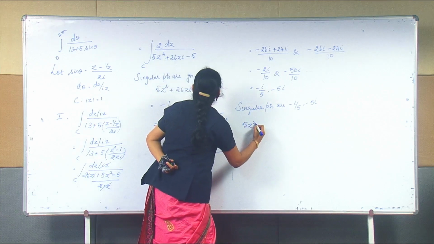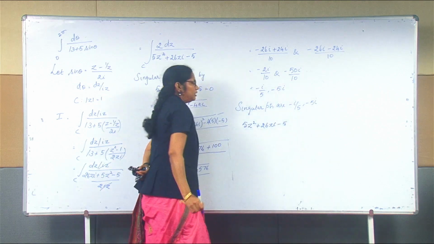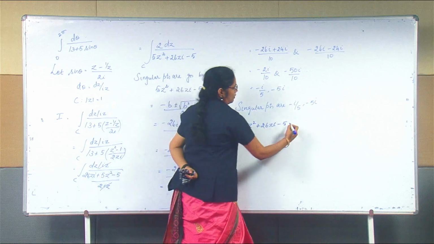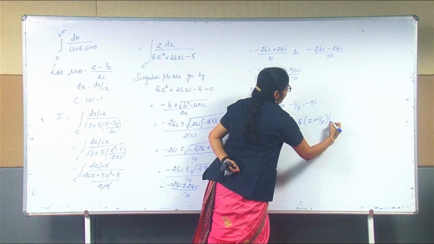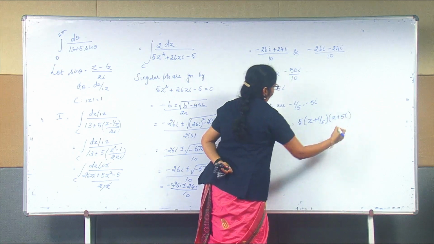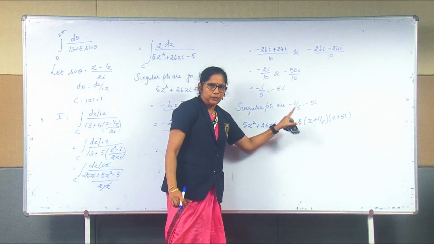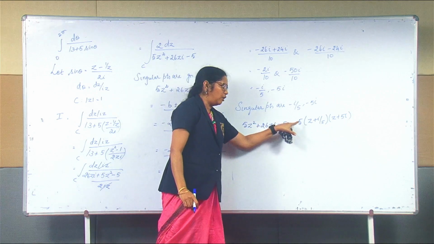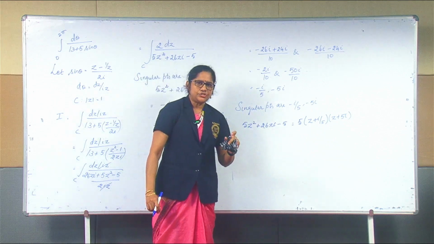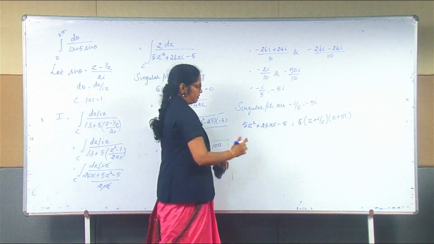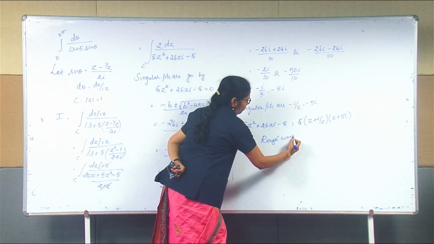So 5z square plus 26zi minus 5. How could we write the factorization of this one? 5 into z plus i by 5 into z plus 5i. Some of you may have a doubt how we are getting this 5. Hope you can recollect it from your school days concept, or otherwise I am telling you how we are getting this 5. This is the rough work, for your understanding only.